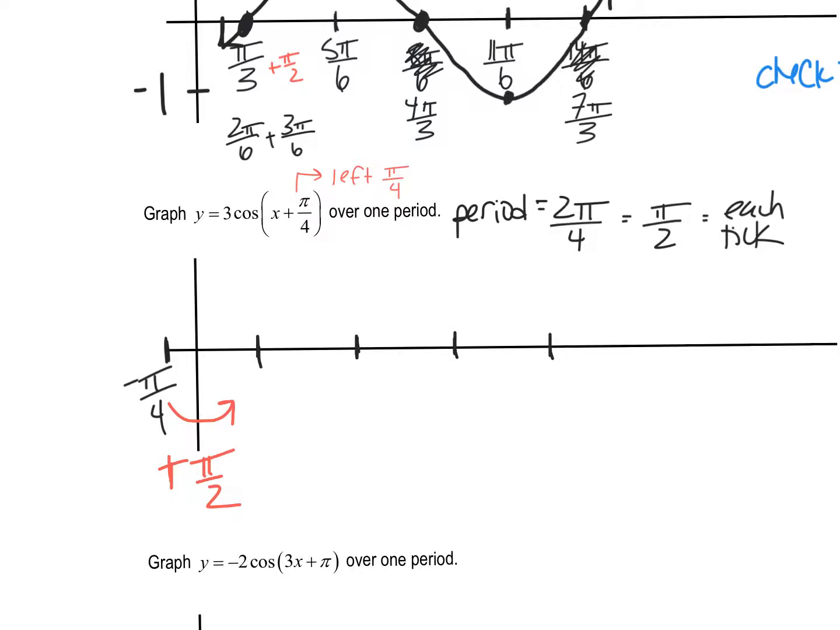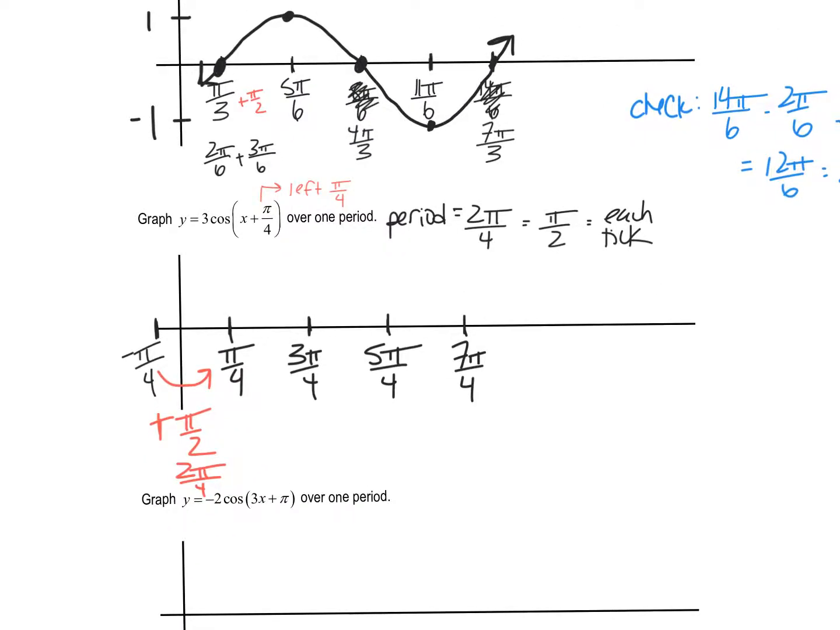I'm going to add pi over 2 to pi over 4. In order to get a common denominator, it's the same thing as 2 pi over 4. So here comes the fraction work. Negative pi over 4 plus 2 pi over 4 is 1 pi over 4. Add 2 pi over 4 again, you get 3 pi over 4. Add 2 pi over 4 again, you get 5 pi over 4. Do it one more time and you get 7 pi over 4. None of those reduce, so that made it a little bit easier.